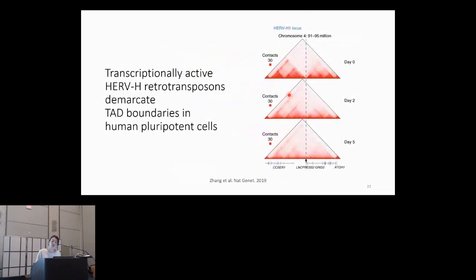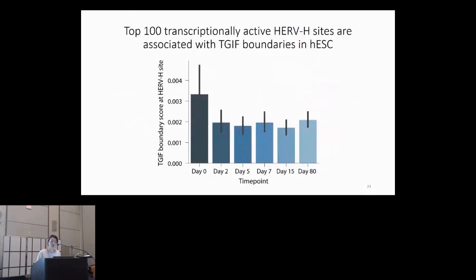Zhang et al. had originally used this data set to show that a particular retrotransposon called ERV-H, when transcriptionally active, demarcates TAD boundaries in human pluripotent cells. So here you see at day 0 in stem cells before differentiation, there's this transcriptionally active ERV-H locus that forms a very strong TAD boundary, which dilutes out as differentiation proceeds in the subsequent days. Validating this point, when we look at the top 100 transcriptionally active ERV-H sites, we find higher TGIF boundary scores at day 0 pluripotent state than in any other subsequent time points during differentiation.